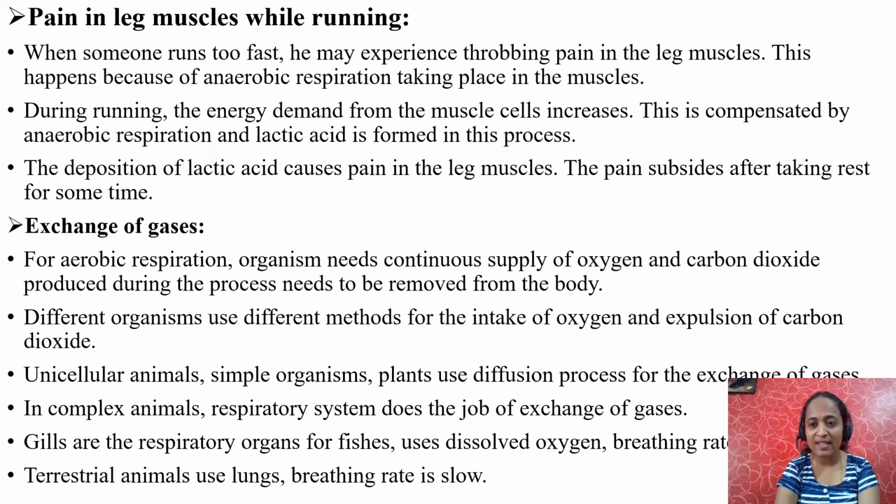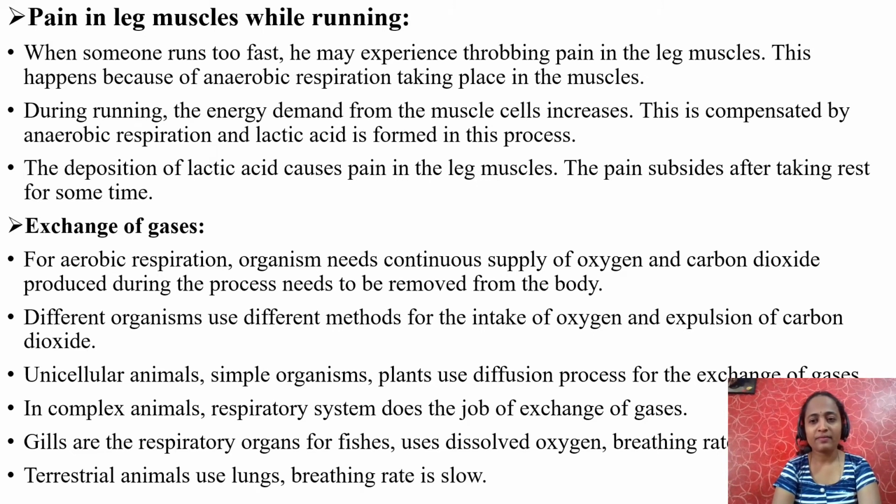Oxygen supply is very less. If oxygen supply is less, pyruvic acid enters into anaerobic respiration and forms, what is the end product? Lactic acid. If lactic acid accumulates more in muscle cells, it gives a cramp sensation, muscle cramps. During running, the energy demand from the muscle cell increases. This is compensated by anaerobic respiration and lactic acid is formed in this process. The deposition of lactic acid causes pain in the leg muscles. The pain subsides after taking rest for some time. If you take rest, definitely you can supply more oxygen.